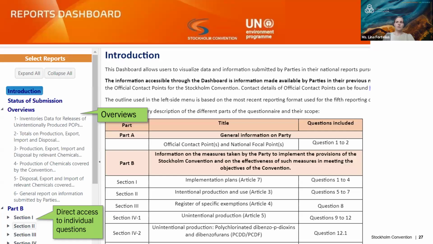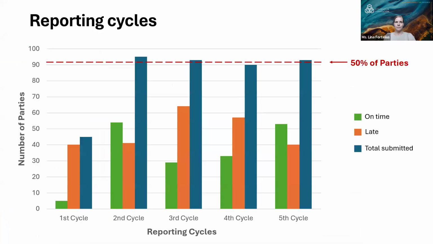So here you see an overview of the dashboard and how to access the information given by the parties on different questions. There are some overviews and then direct access to individual questions. And this is just an overview of our reporting up to date. So from previous reporting cycles, of the parties to the convention, only just above 50% have reported in the cycle in the second, third, and fifth report. And of course, we hope that this year we will reach a much higher percentage.